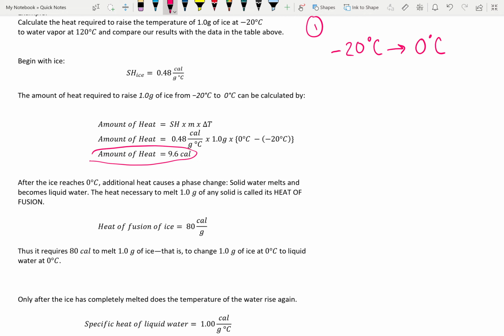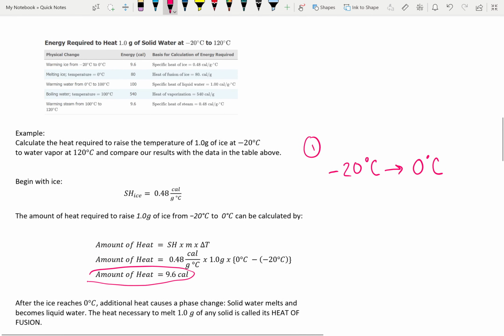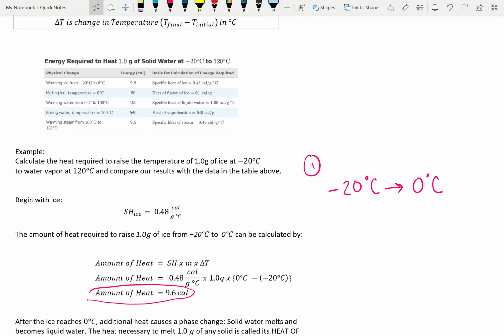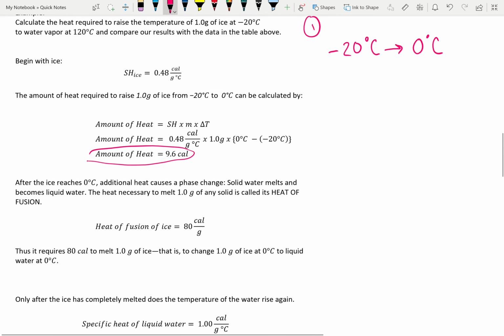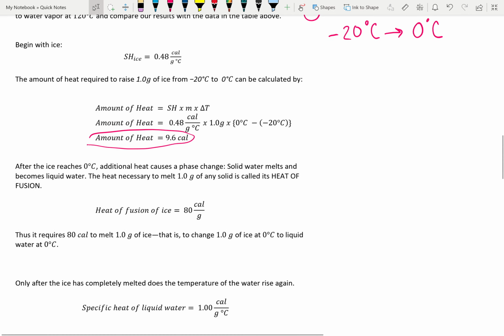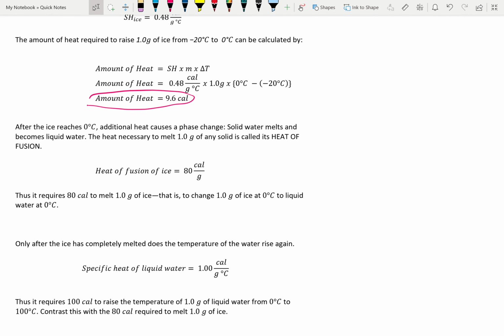The heat necessary to melt 1 gram of any solid is called heat of fusion. So our next value is going to be called the heat of fusion of ice. If we look on our table here, heat of fusion of ice right here is 80 calories per gram. So it will require 80 calories to melt 1 gram of ice.